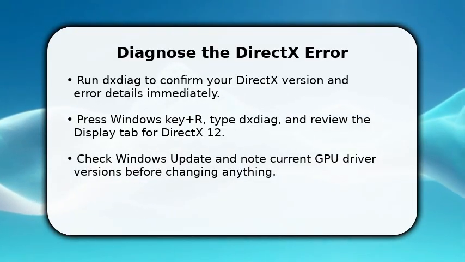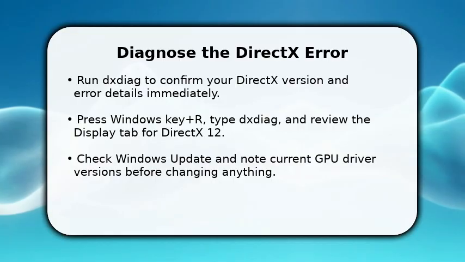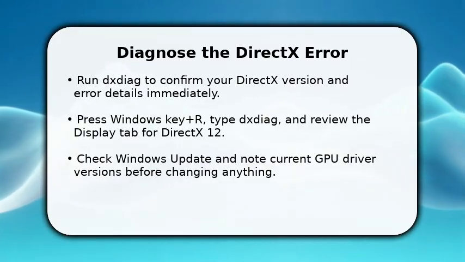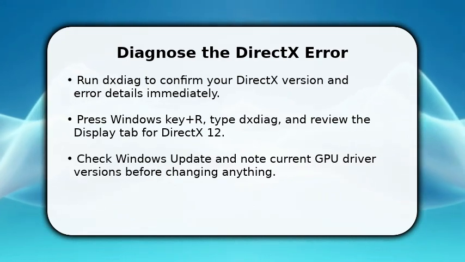Next, open Windows Update and check for pending updates that might include runtime files. Finally, create a quick system restore point before making changes to allow safe rollback if needed.